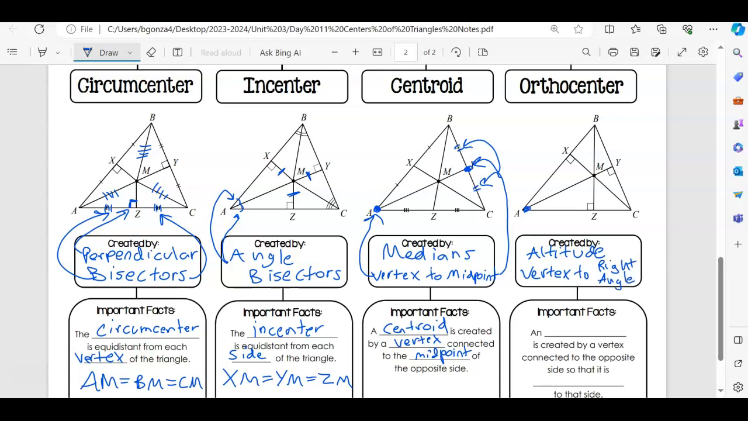So look, check this out. We got a vertex, and it goes all the way to make a right angle. If you see lines that are vertex to right angle, vertex to right angle, vertex to right angle, that center is called an orthocenter. It's created by a vertex connected to the opposite side so that it is perpendicular, makes a right angle. Make sure you have that down.